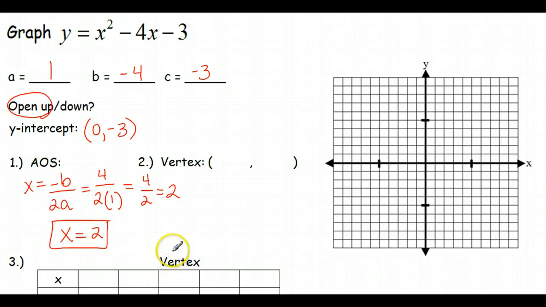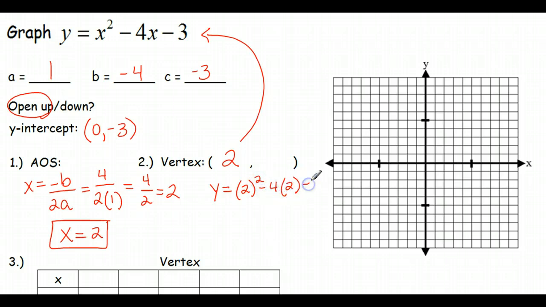Now that I have found my axis of symmetry, I know that that value is my x-coordinate of my vertex. I'm going to take that value and plug it into my function everywhere that there is an x. So I'm going to get that y equals 2 squared minus 4 times 2 minus 3. And I'm going to evaluate that. 2 squared is 4. Minus 4 times 2, which is 8, minus 3. 4 minus 8 is negative 4. Minus 3 is negative 7. So my vertex is 2, negative 7.